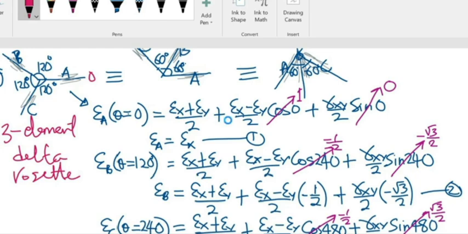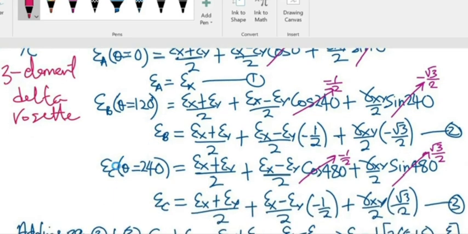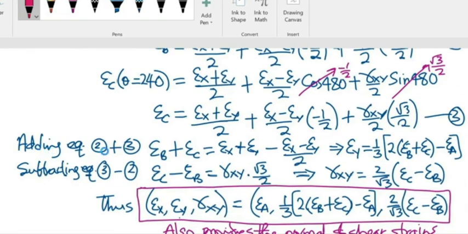When you substitute it here, cos 0 is equal to 1, so we'll end up with EA equal to EX. When theta is equal to 120, cos 2 theta will be cos 240, which is minus half, and sine 240 is root 3 by 2. So we'll end up with equation 2, and then we also substitute for EC and end up with equation 3. In this case, we can add equations 2 and 3.